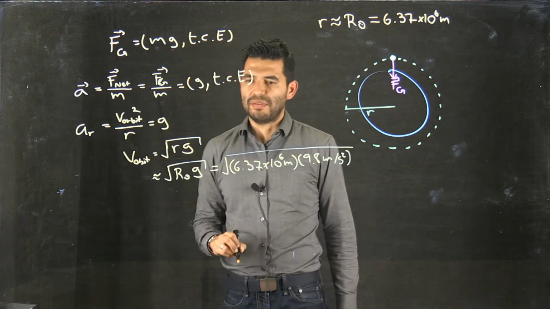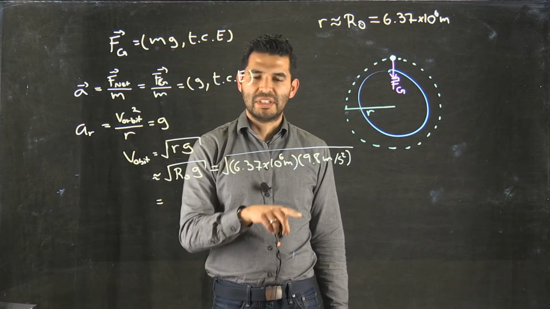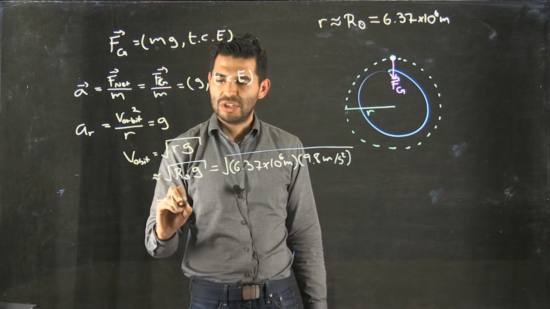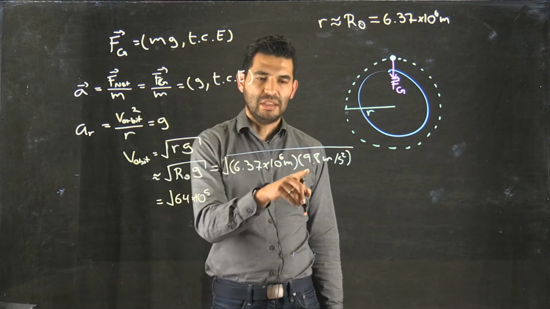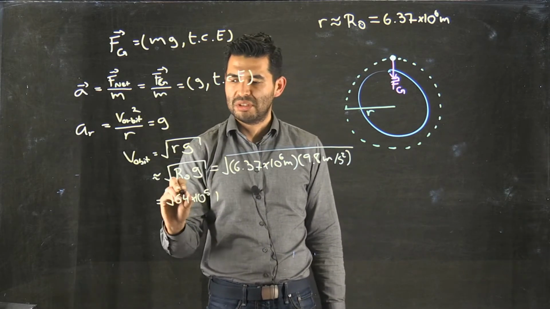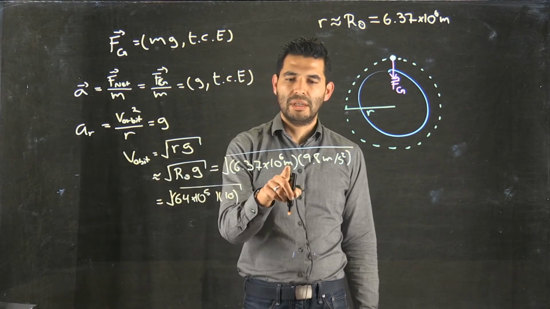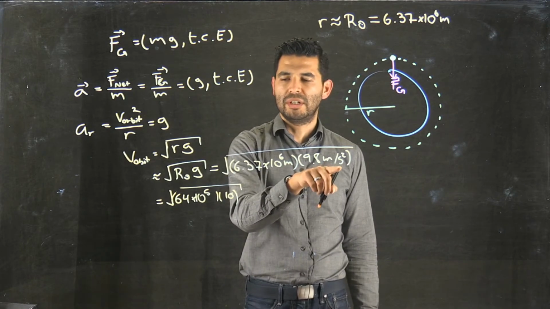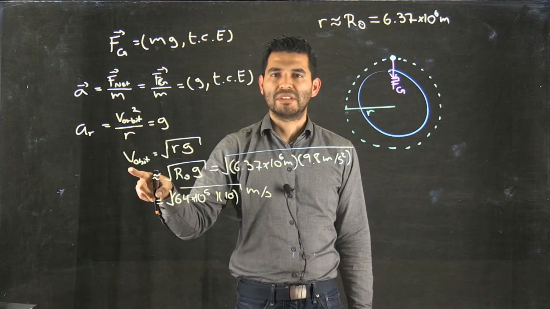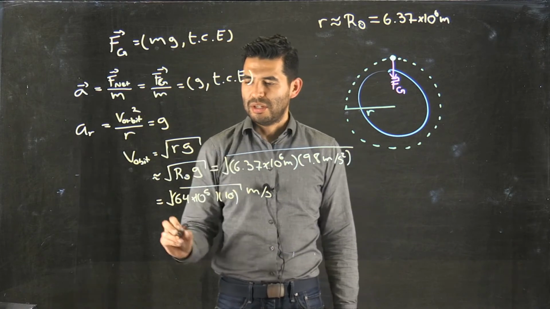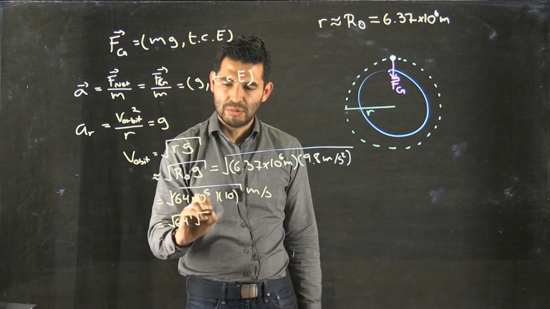Now, because I only want to get a rough estimate, let's say that I'm going to make some other approximations. I'm going to change this 6.37 times 10 to the 6 to 64 times 10 to the 5. And this 9.8, I'm going to change it just to, say, 10. And then the units that I have is still going to be meters squared over second squared, but then I have a square root, so my units are meters per second, which matches what I was expecting because I want to get a speed.